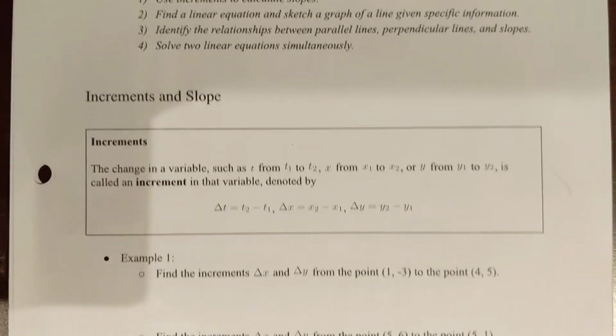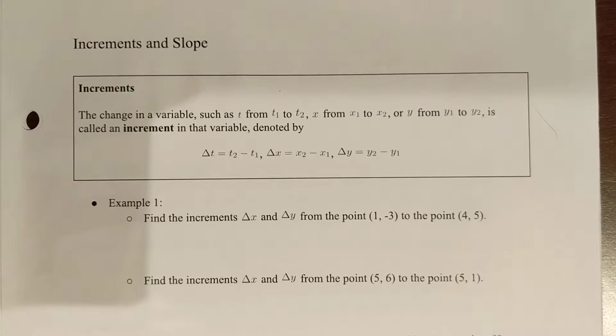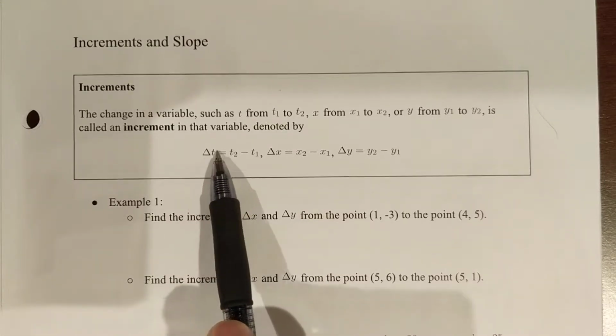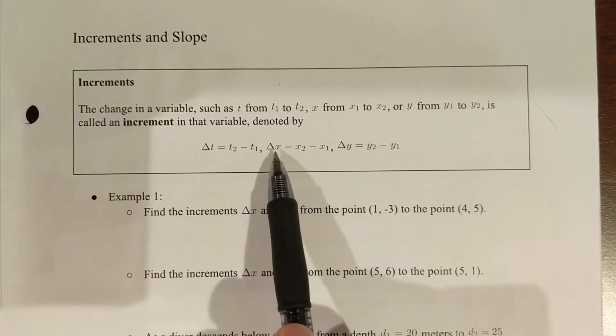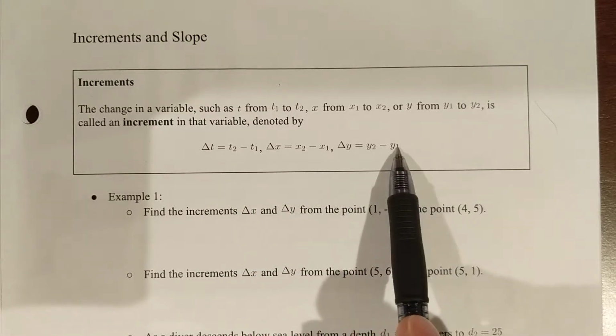So here we have increments and slopes. An increment is just the change in any variable. The example they have here is t from t1 to t2, x from x1 to x2, or y from y1 to y2. And it's denoted as follows. This symbol is the Greek letter delta. It means change in. So change in t is t2 minus t1. Change in x is x2 minus x1. Change in y is y2 minus y1.